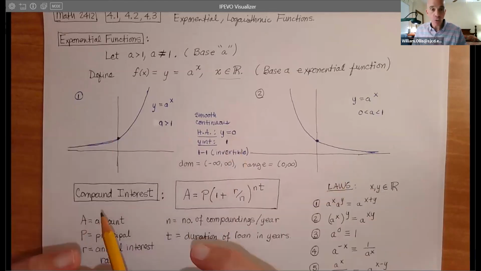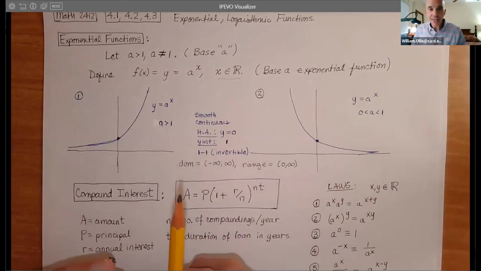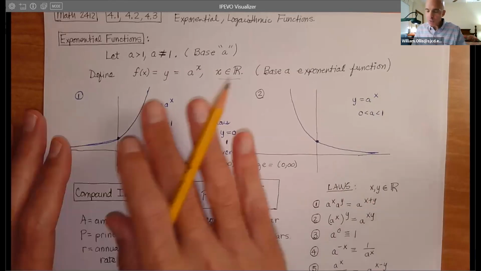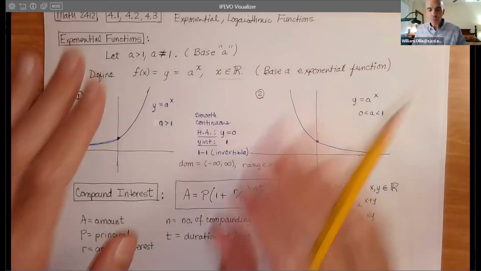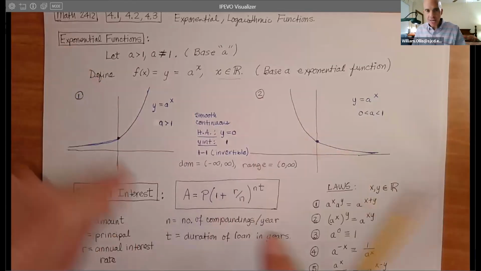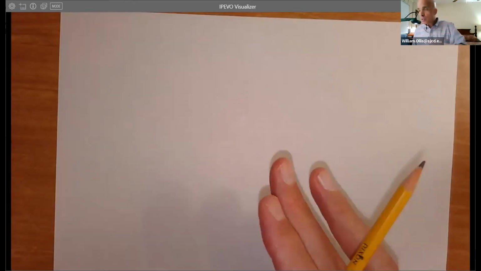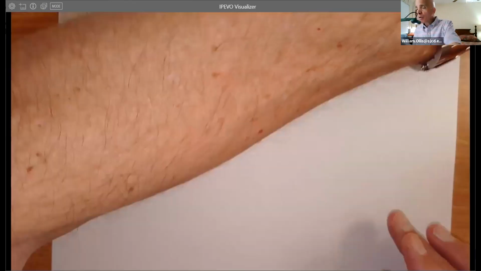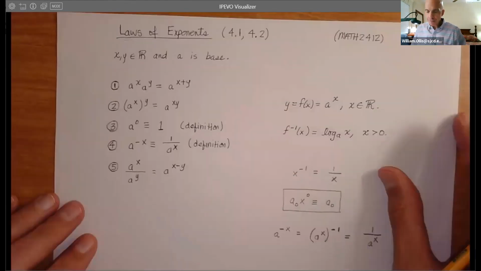Now in calculus, of course, we'll flip that around, but you'll be mature math students by then and it won't matter. So what I've done here is just give you a brief introduction review to the exponential function. And before I go to the next material here, I put on an extra sheet here the laws of exponents.